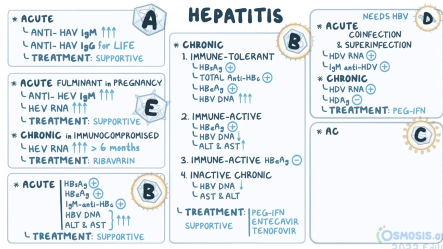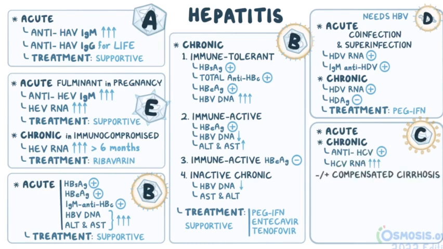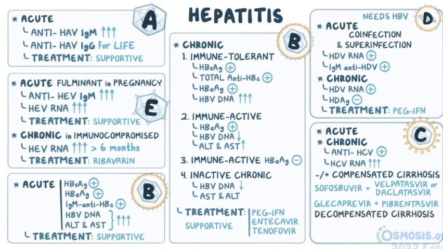Hepatitis C can be acute or chronic, and serology shows positive anti-HCV antibodies and elevated levels of HCV RNA. In individuals without cirrhosis or with compensated cirrhosis, treatment includes sofosbuvir coupled with velpatasvir or daclatasvir, or glecaprevir plus pibrentasvir. In individuals with decompensated cirrhosis, sofosbuvir plus either velpatasvir and daclatasvir is used.